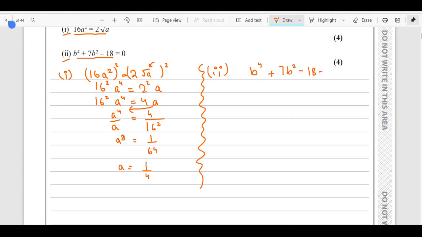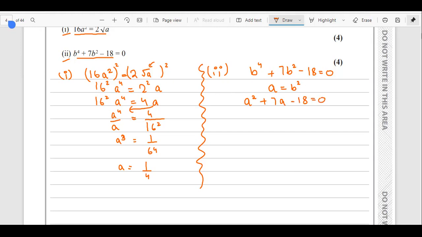Okay, but how do you do it? What is your method? We learned to make it into a disguised quadratic. Okay, exactly. So we can write a equals b square, and this way we will have a square plus 7a minus 18 equals 0, right?